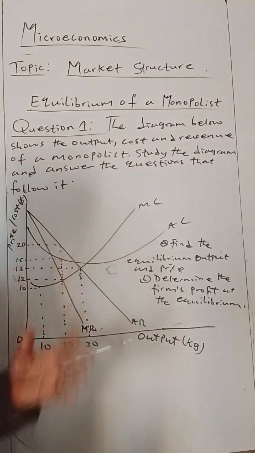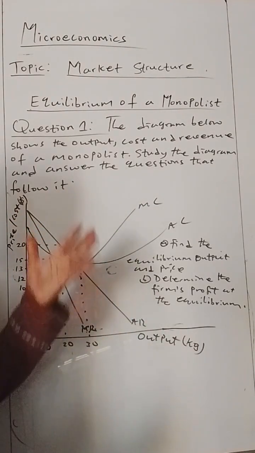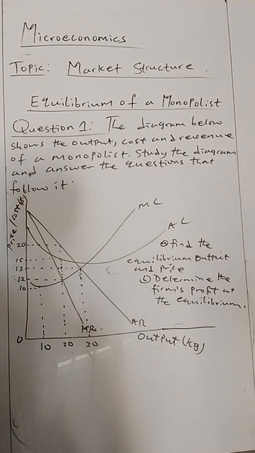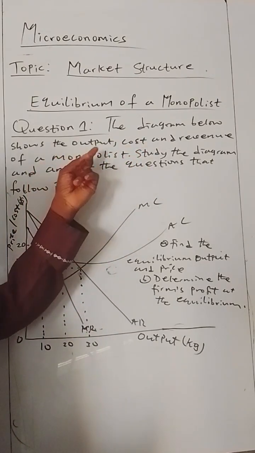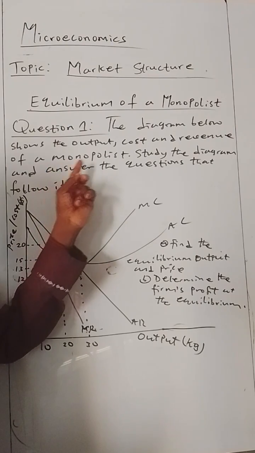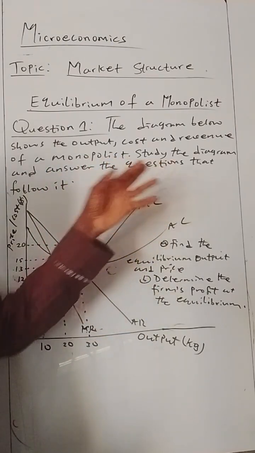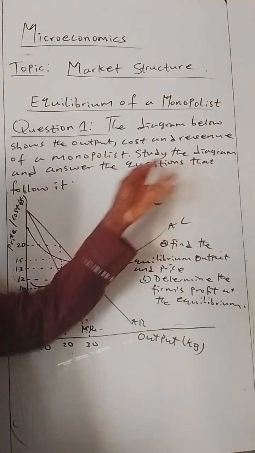Class, I'll be solving this question on equilibrium of a monopolist. This is question 1. The question says, the diagram below shows the output, cost, and revenue of a monopolist. Study the diagram and answer the questions that follow it.